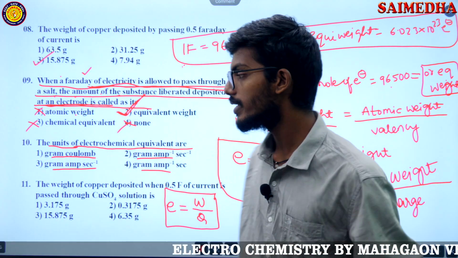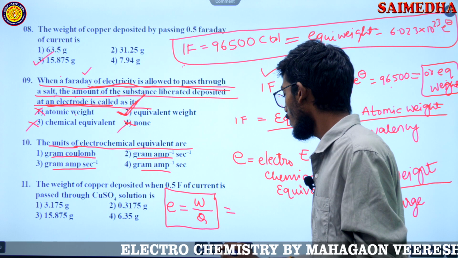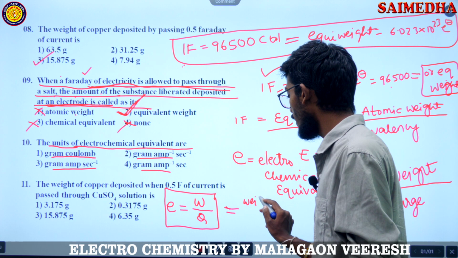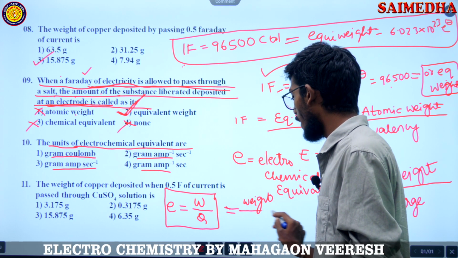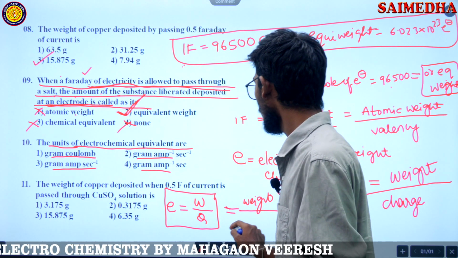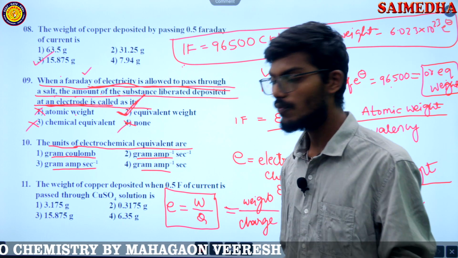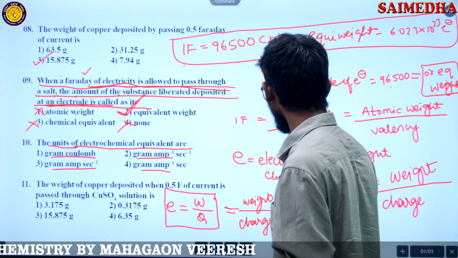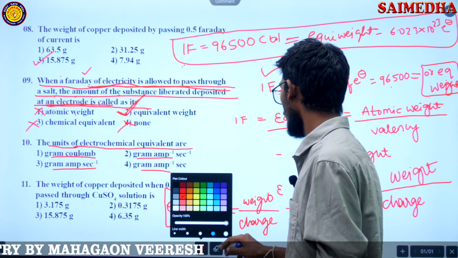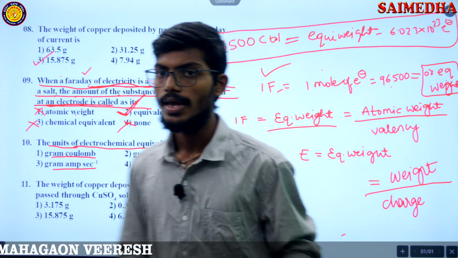So now he is asking units. We know E is equal to W by Q. Then what is the W here? W is nothing but weight. Q is what here? Charge. So tell me, what are the units for weight? Weight is either grams or kilograms, we know.